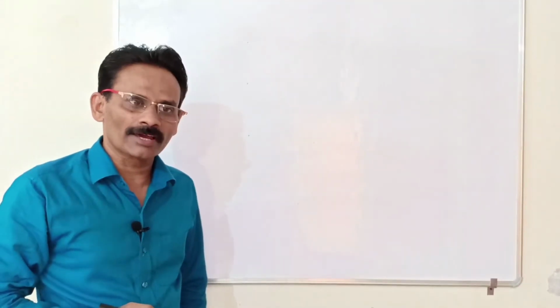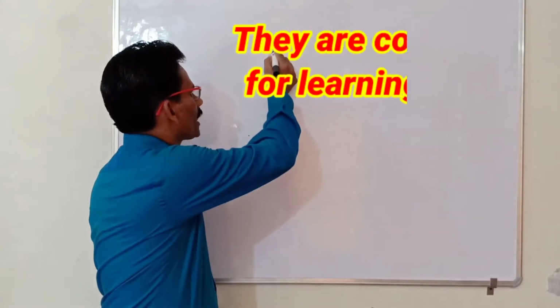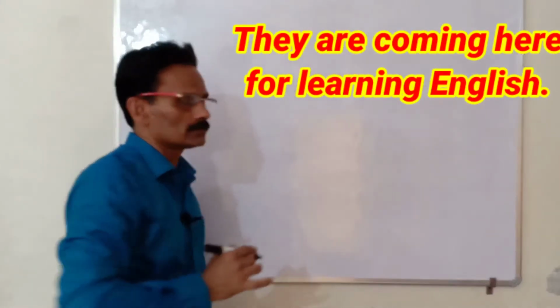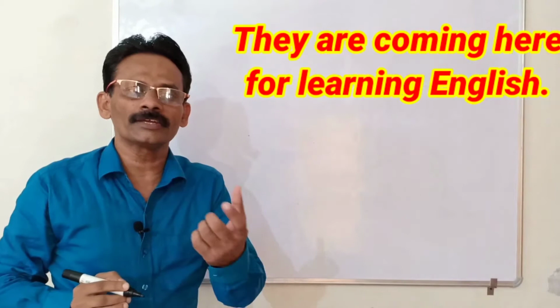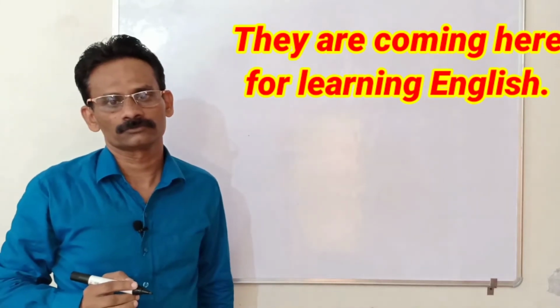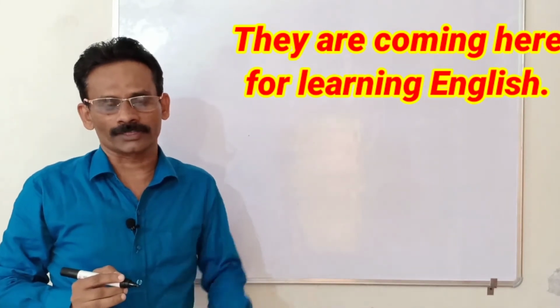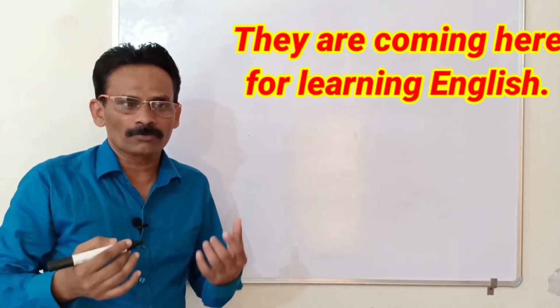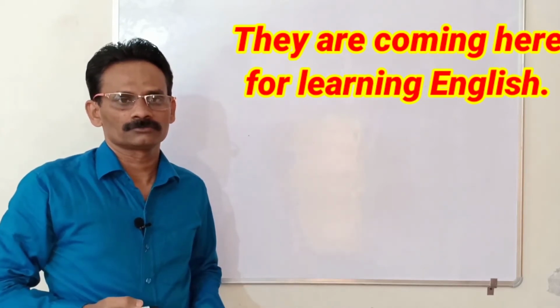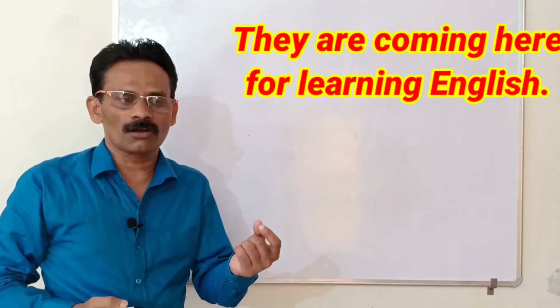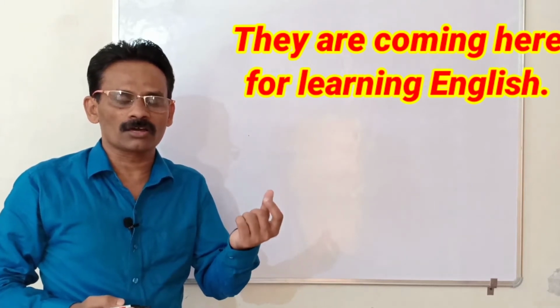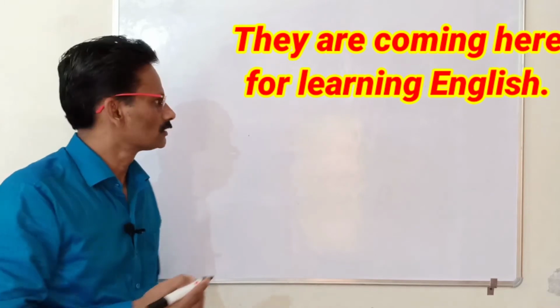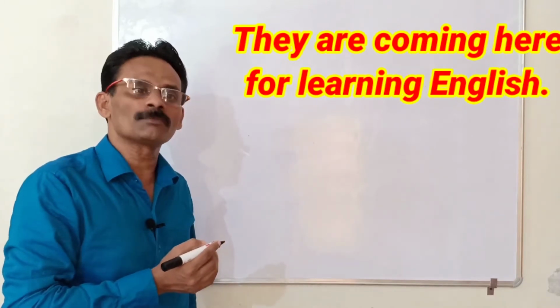Now let us examine another sentence. They are coming here for learning English. Here, how many verbs are there? How do you find out the number of verbs in a sentence? Change that sentence into either simple present tense or simple past. We will change that sentence into simple past.